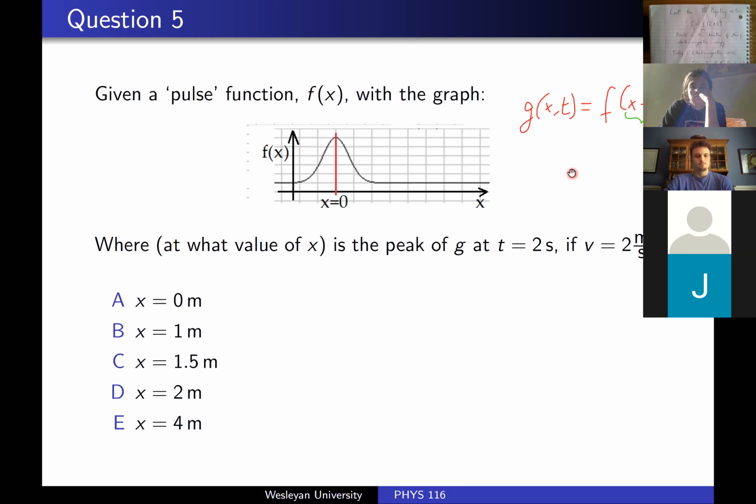Question, yes, Sally. So we know that it peaks at 0 because the original function peaks at 0? Yes, that's right. Okay.